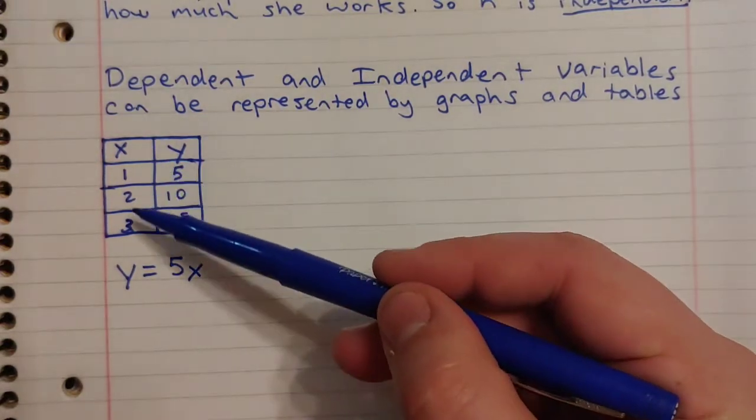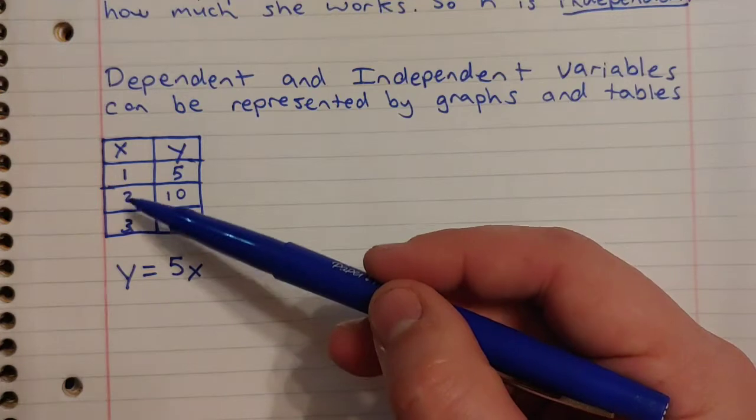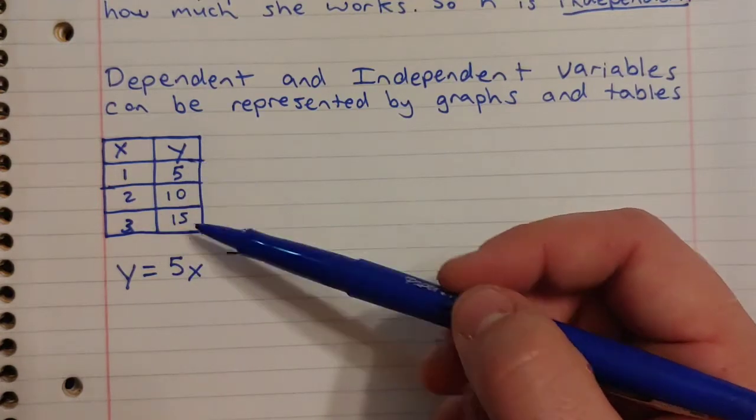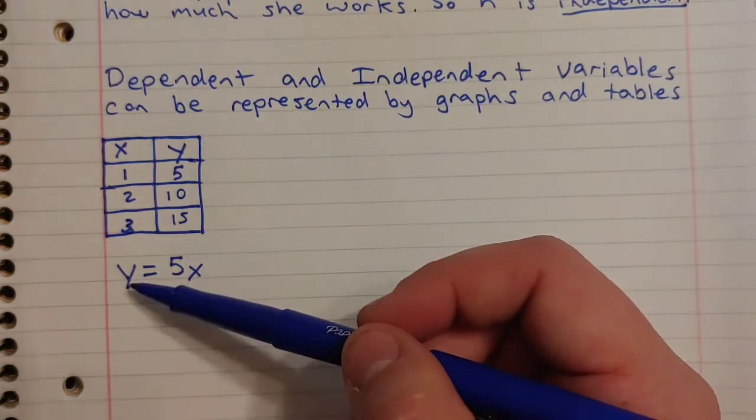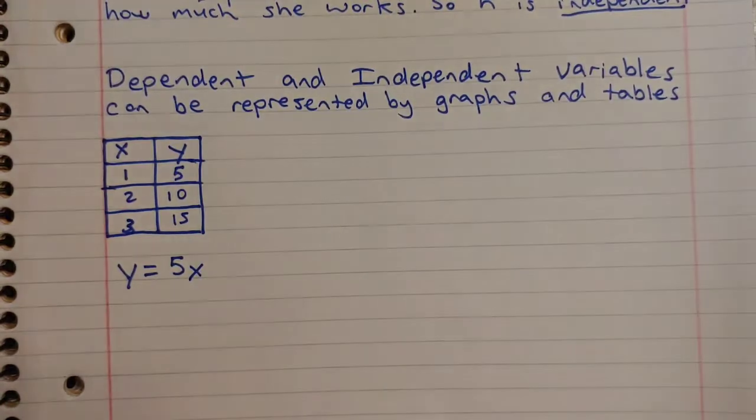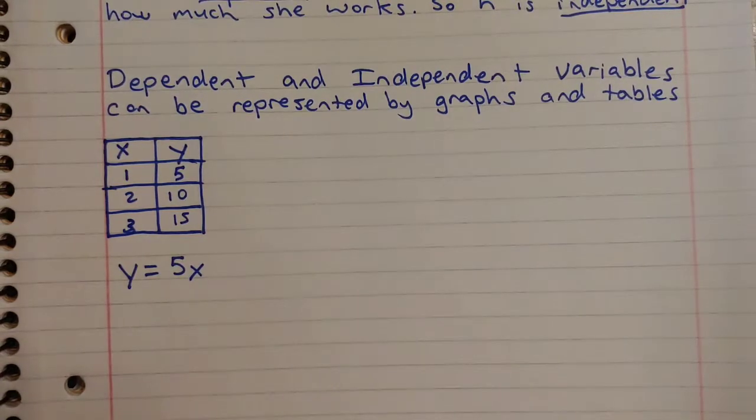This is our independent variable. This keeps on changing. This is dependent because we can't find out y until we know what x is. We need to know what x is, and then we can find y out. Okay?